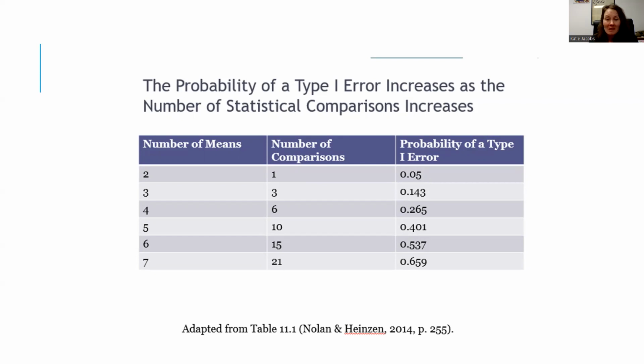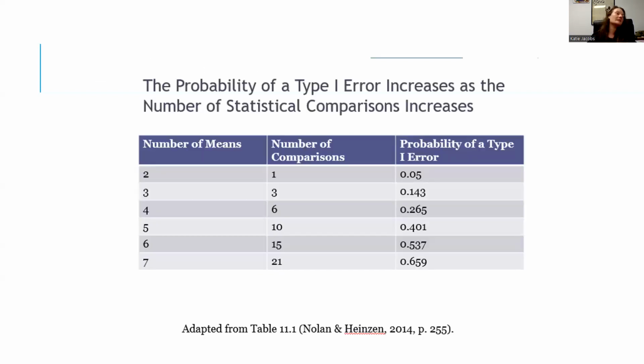And then when we have 4 means, we see that the probability of making a type 1 error is 0.265, which is 26.5%, which is a 1 in 4 chance that we're going to make a type 1 error. So if we're comparing that many analyses, likely one of our answers will have a type 1 error. And we see it dramatically goes up as we increase the number of means that we're comparing.